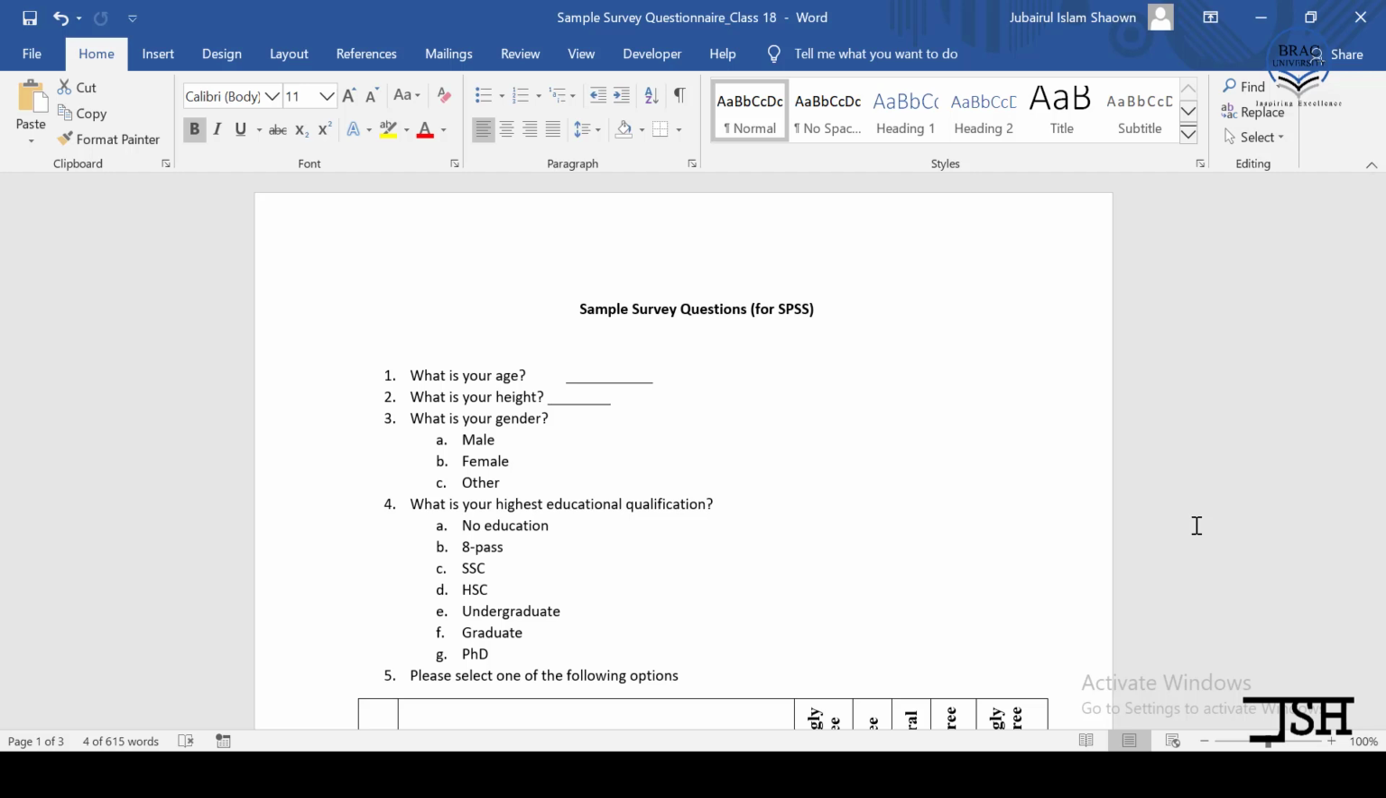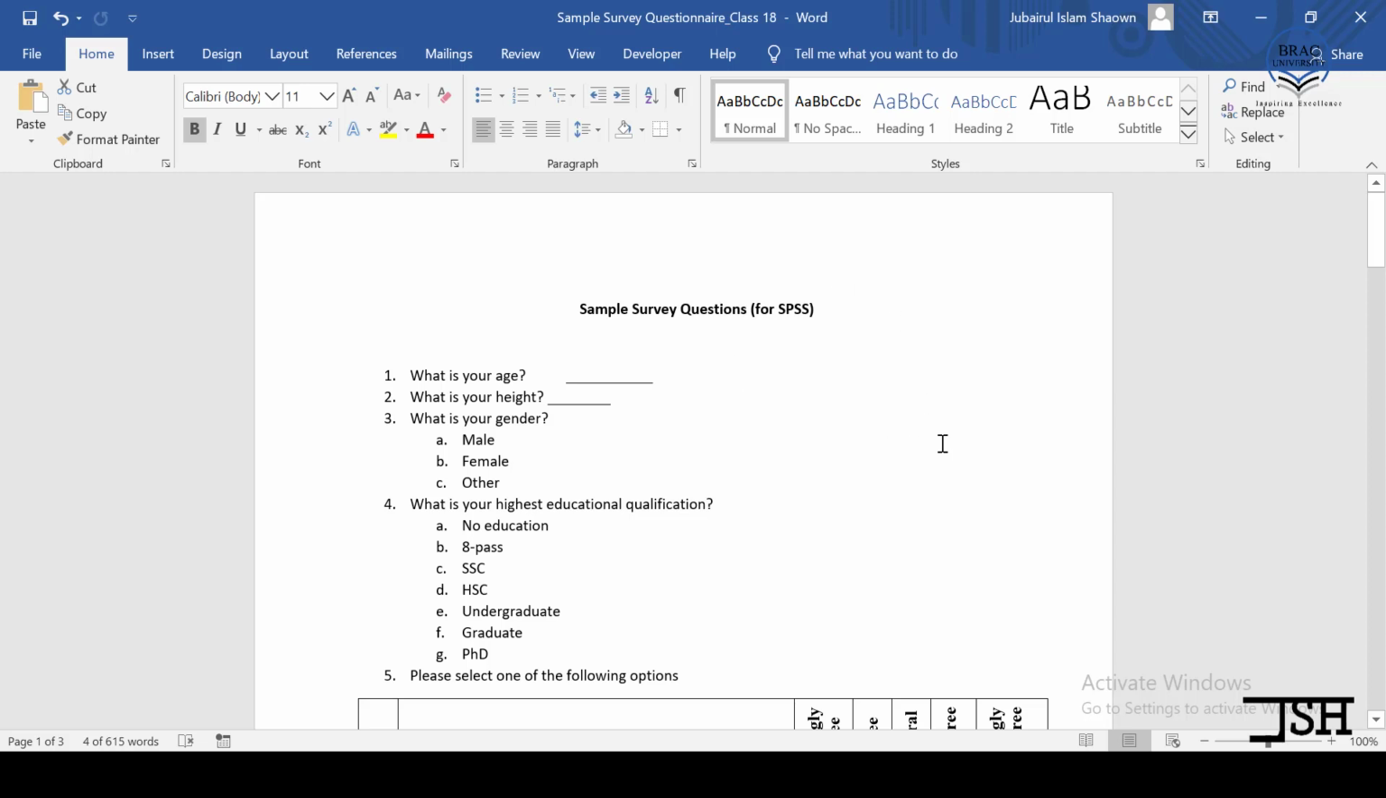Now, in the last class, I'm sure you have learned about correlation and regression. In this class, we are going to learn about t-test. Again, t-test. Don't worry, I'm going to explain this concept to you thoroughly. But before I go into that concept, I want to show you this updated questionnaire.